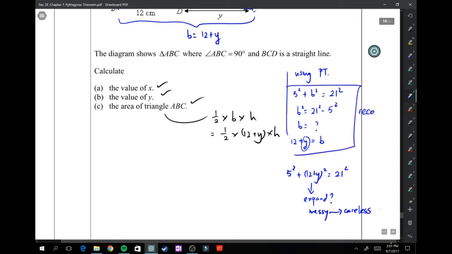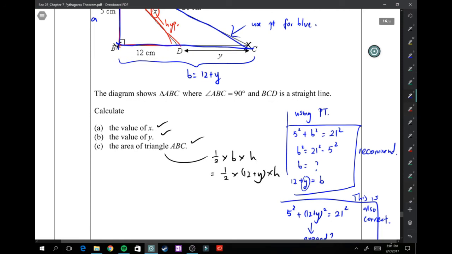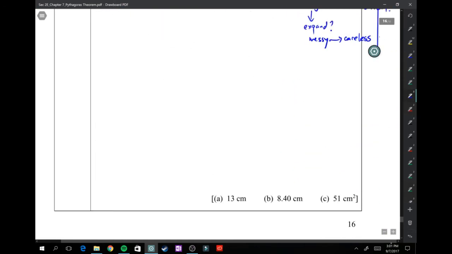I recommend this, but I won't say that this is also incorrect. So I think question 3 is fairly simple. Okay, let's move on to 4 and 5.